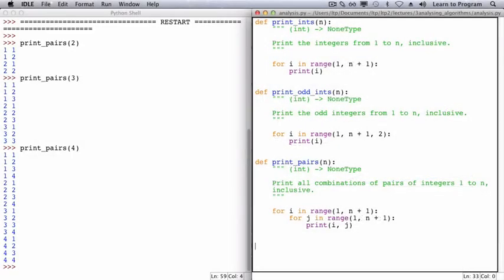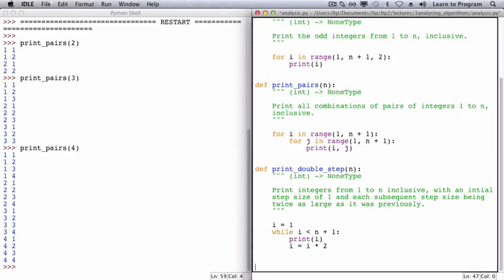Let's consider one more function. This function, print_double_step, also prints the integers from 1 to n inclusive. But rather than using a step size of 1 or 2 like the previous functions, the step size varies. The step size is the difference between a pair of numbers in the sequence. The initial step size would be 1. The next step would be 2, then 4, 8, 16, 32, and so on.